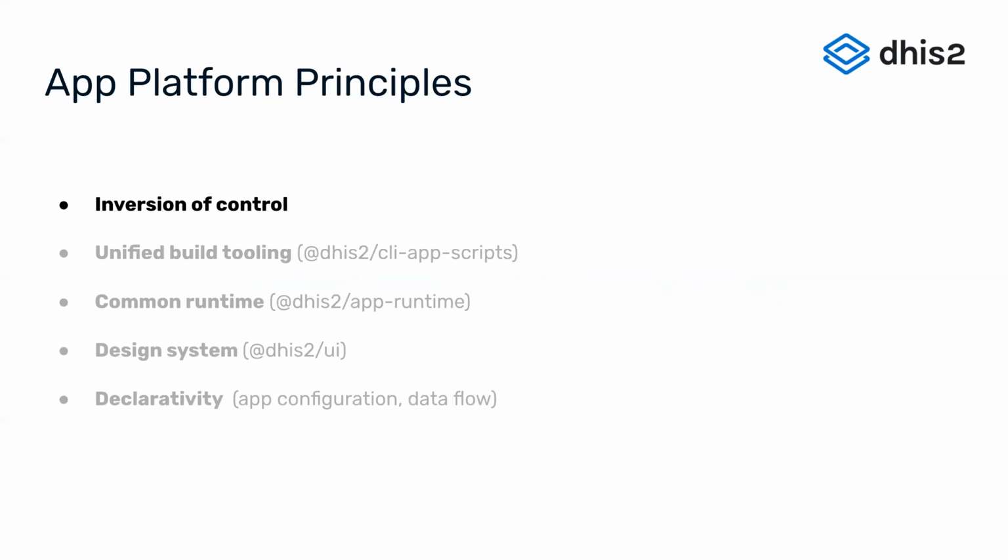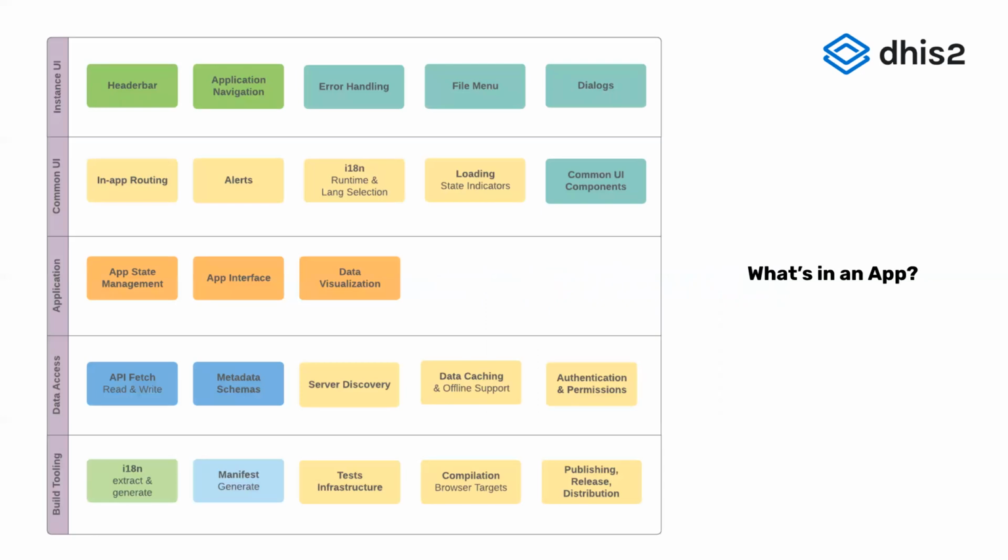The first principle of the DHIS2 application platform is inversion of control. So what does that mean? That means that we have this list of all these components that are within a DHIS2 application. And historically, to build a DHIS2 app, you have to build a top-level thing that includes all of these individual pieces.